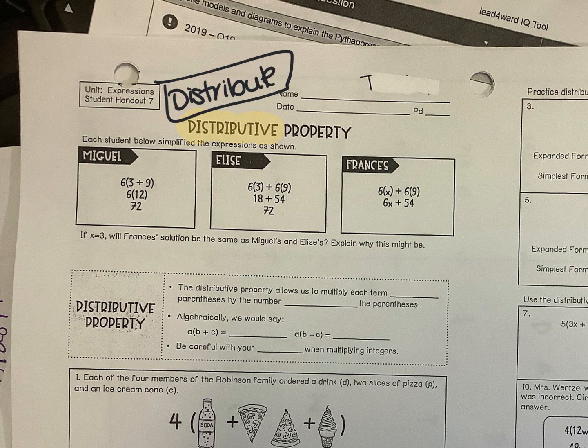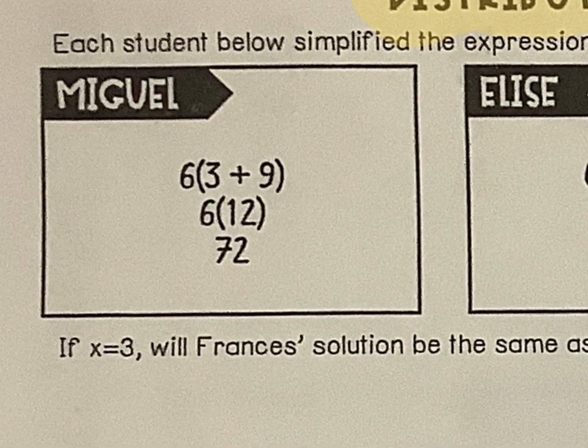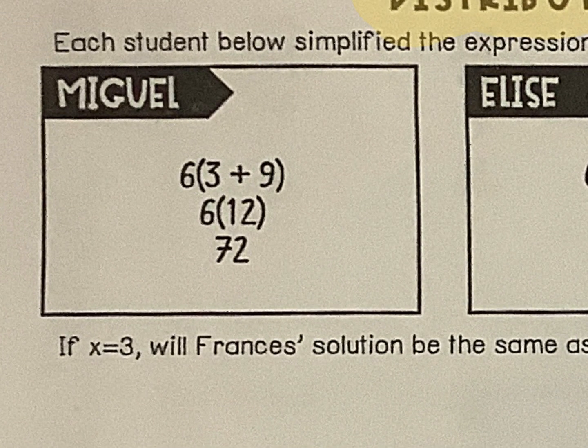Okay? So we're going to look at these three people up here, Miguel, Elise, and Francis. It says each student below simplified the expressions as shown. So if we look at Miguel, what did he do first? He did 3 plus 9. Well, 3 plus 9 is 12. And 6 times 12 is 72.